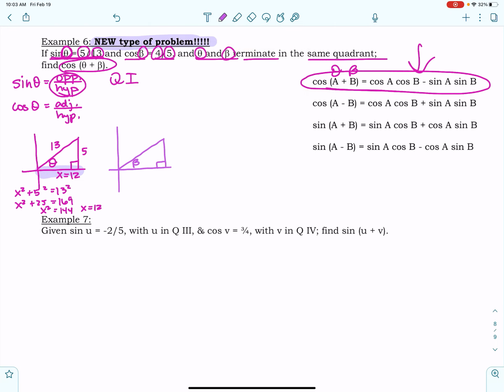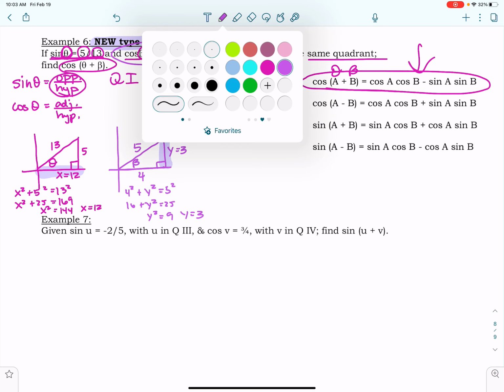And now for beta, see, I'm told cosine beta is 4 over 5. Well, cosine for beta is adjacent, so that's 4, and the hypotenuse is 5. Again, I'm going to let that be y. I need to use the Pythagorean theorem. 25 minus 16 is going to be equal to 9, so the square root of that is 3. So this equals 3, so that's this side right here. All right, so once we establish that, now we're ready to proceed with what we need.